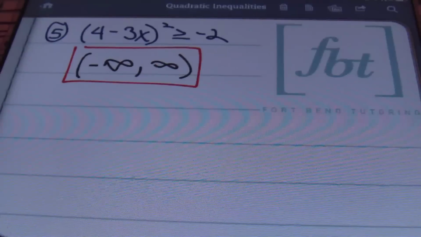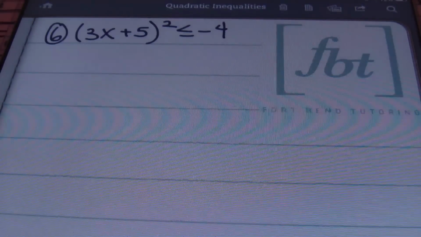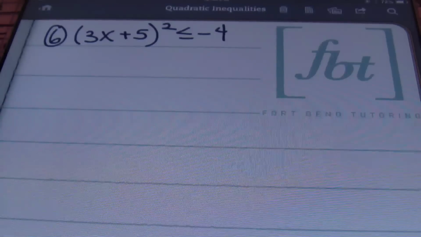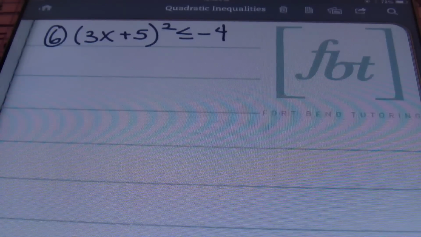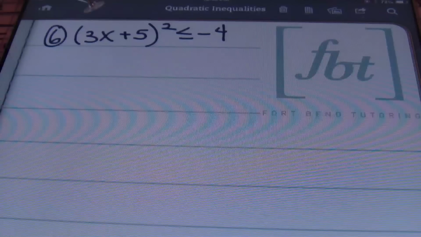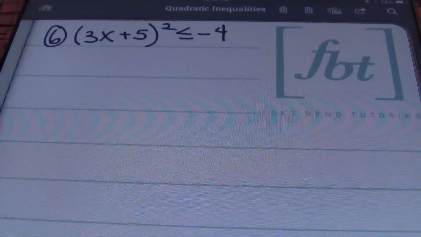All right, that was that. Hope you had fun with problem number 5. Let's look at problem number 6. So problem number 6, we have a similar situation. We have a quantity squared, 3x plus 5 raised to the second power, and your inequality is expecting your value here on the left to be less than or equal to negative 4.